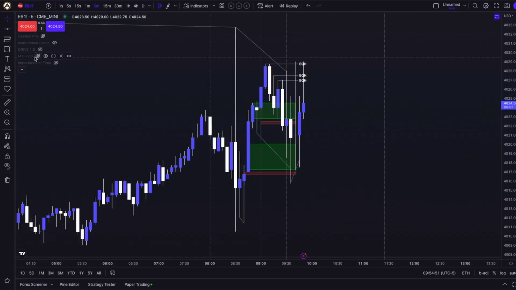I think that should be all. Multi-time frame volume imbalance, importance of time, institutional level.